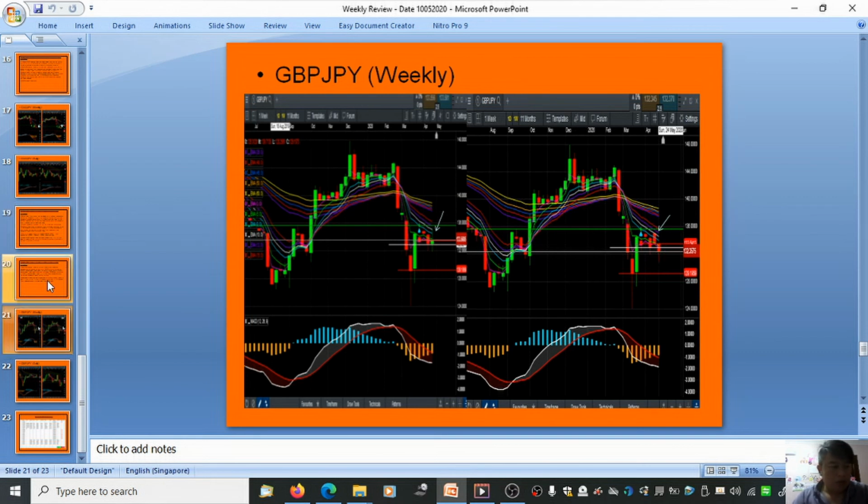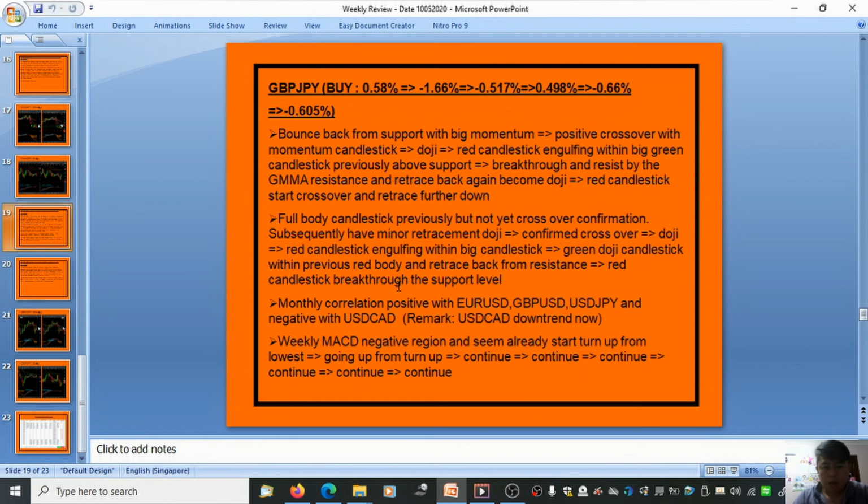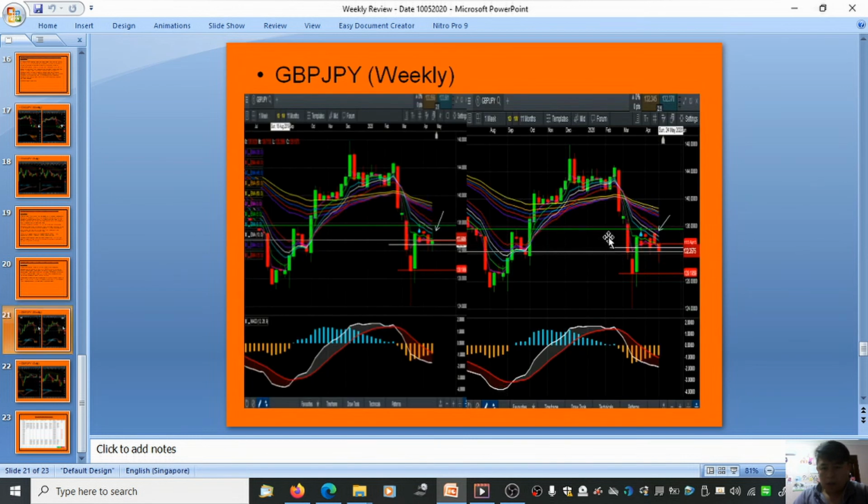Then for the GMMA, you can see it's still the same. USD CAD downtrend, so negative, positive here. The weekly MACD shows that the curve is getting a little flatter because of the big crossover through here. So basically it continues the trend.